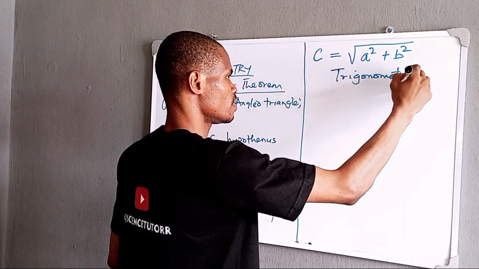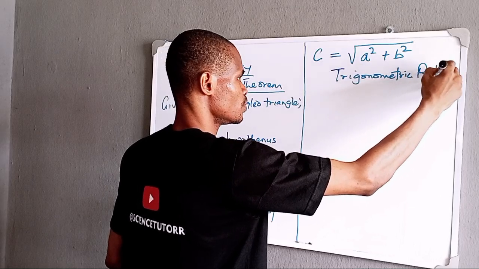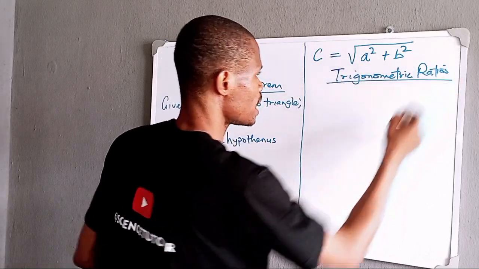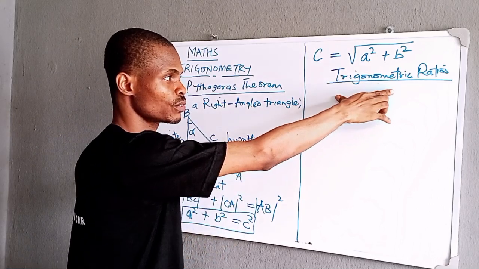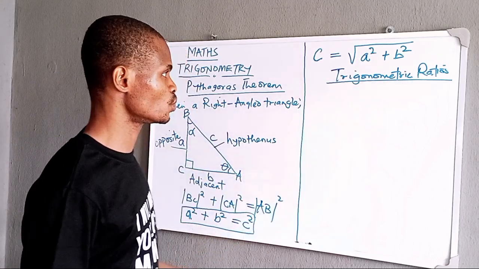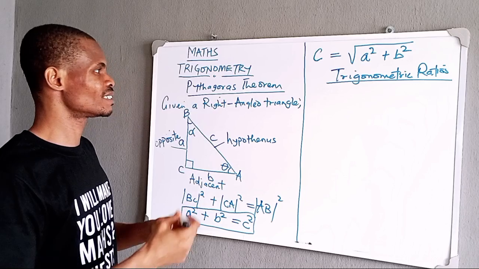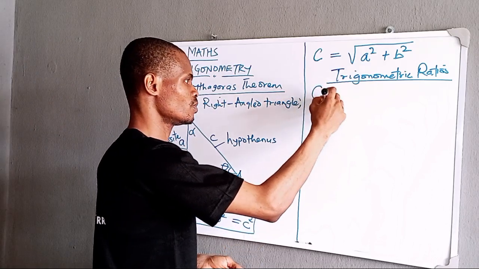Trigonometric ratios. Many times in mathematics and in calculations, we ought to make use of the trigonometric ratios. And it begins with a triangle.